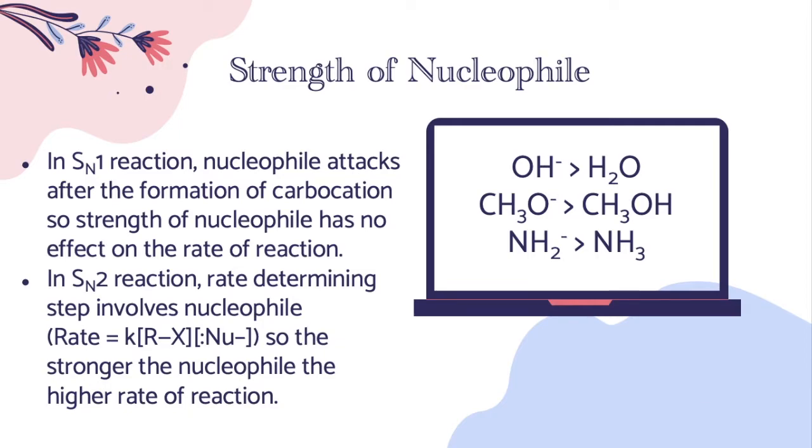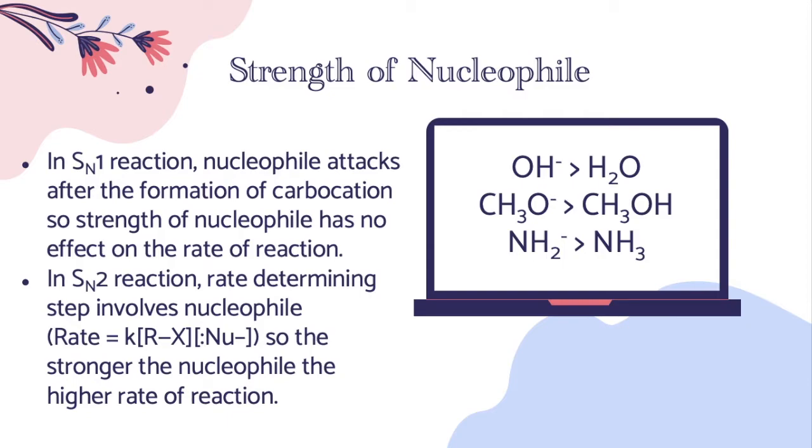Strength of nucleophile. In SN1 reaction, the nucleophile attacks after the formation of carbocation. So first, form the carbocation. Second, the nucleophile will attack the carbocation. So strength of nucleophile has no effect on the rate of reaction, because somehow the nucleophile will attack the carbocation. It doesn't matter whether it is strong or weak, it will still attack the carbocation because carbocation is electron deficient. So it will get attacked by the nucleophile.